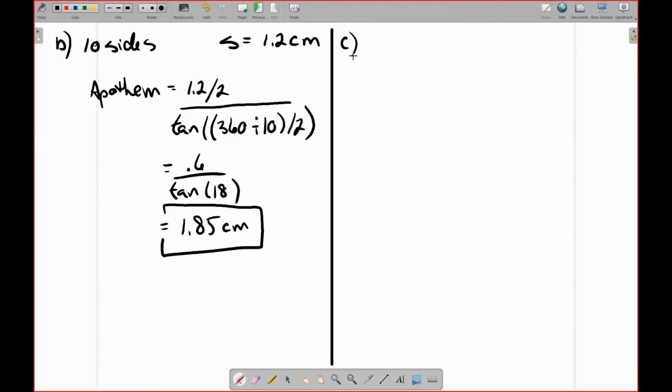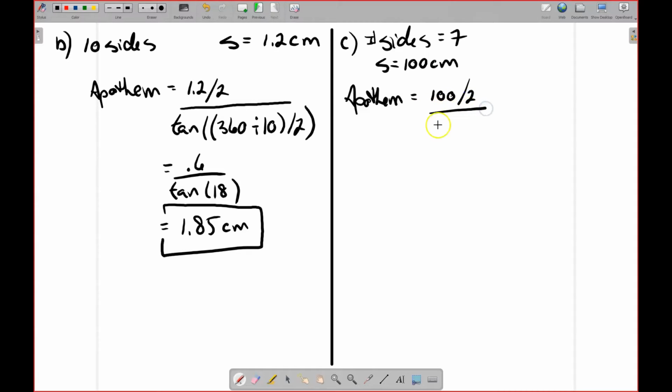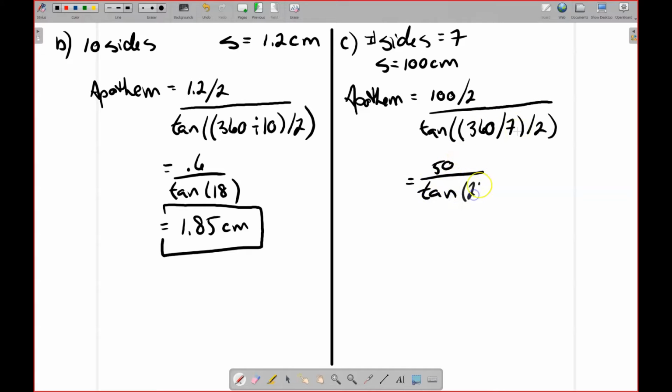Part C. This time we've got a figure that has 7 sides, and the side length, S, is equal to 100 centimeters. The apothem: taking the side length, which is 100, dividing it by 2, and then dividing that by the tangent of 360 divided by 7, all of that divided by 2, you get 50 divided by the tangent of 25.7143. Do that division and you end up with 103.8 centimeters.